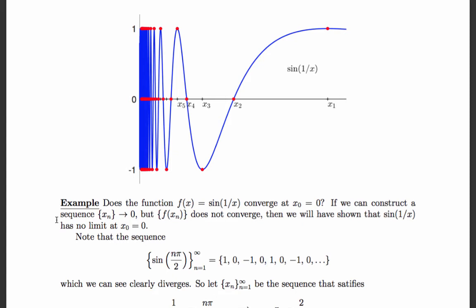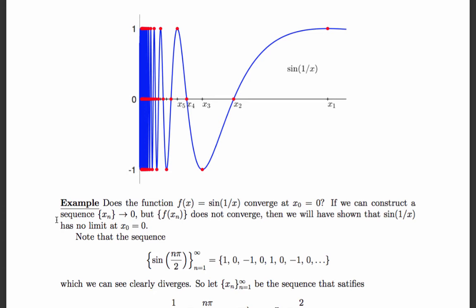Well, first, let's consider the sequence sine of n pi over 2, right? So in other words, sine of half a pi, which is 1, sine of pi, which is 0, sine of 3 halves of pi, which is negative 1, sine of 2 pi, which is 0, sine of 5 pi over 2, which is 1, so forth and so on.